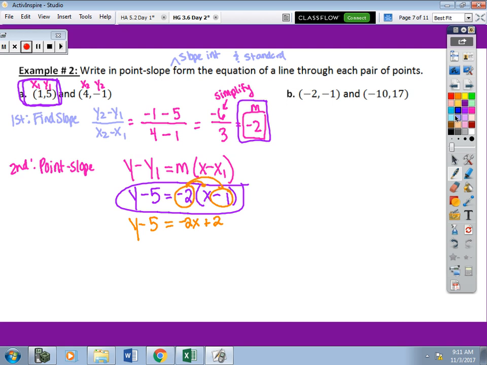Last step to get it into slope-intercept form is to move the 5 over. So using inverse operations, I would add 5 to both sides. Negative 2x, 2 plus 5 is 7. Well, that's slope-intercept.